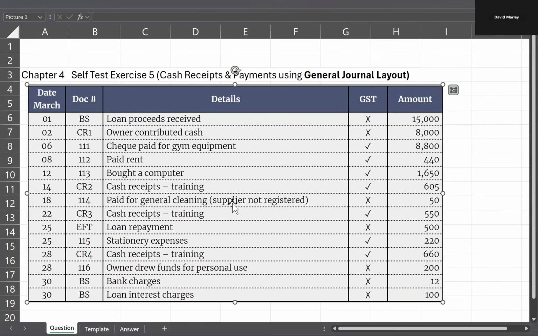Paid for general cleaning. The supplier is not registered for GST. That means they haven't charged us GST. It would be an error to record GST paid. If I did record GST paid on this, I would end up claiming back something from the tax office that I'm not legally allowed to claim back.